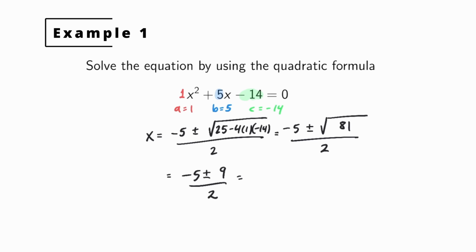So either we have negative 5 plus 9, which would be 4 divided by 2. That will give us 2. Or we have negative 5 minus 9. That's negative 14 divided by 2. That would be negative 7. And so there we arrive at our two solutions to our quadratic equation.